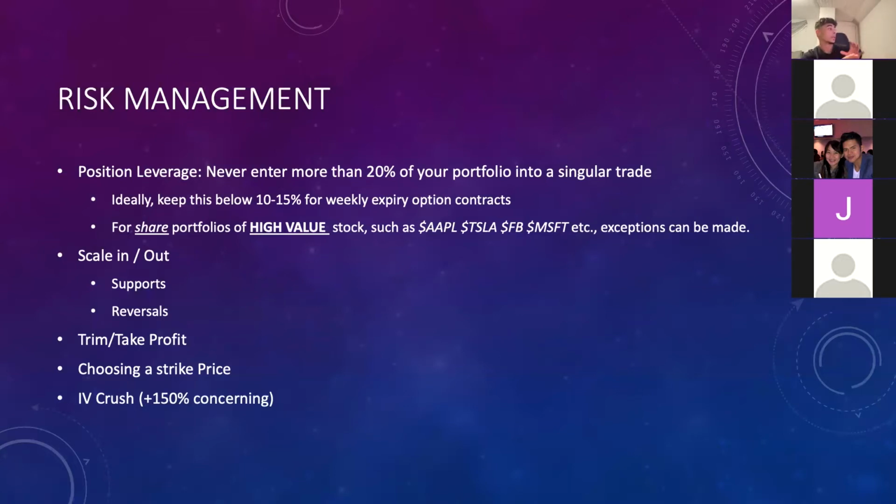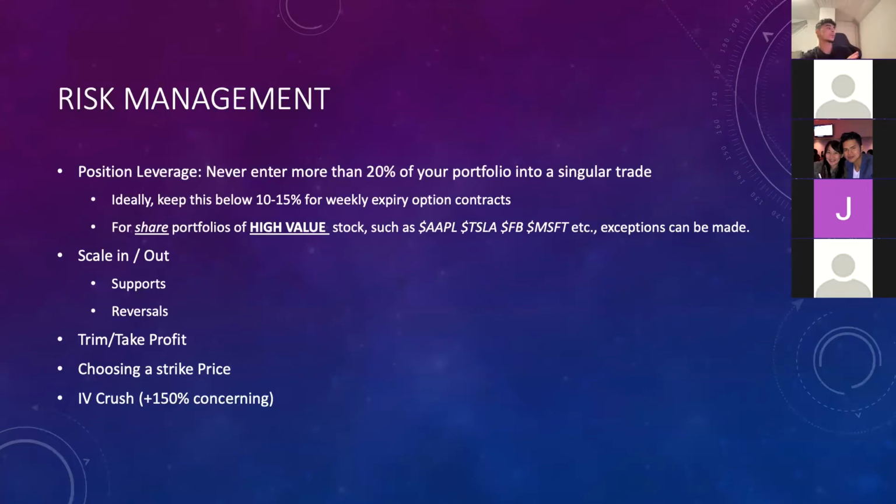Ideally for option contracts that are expiring in the same week, so let's say it's next Monday and you were to play a contract that expires next Friday, you want to keep that somewhere between 10 and 15% of your portfolio. Don't over leverage into it, just because, as we saw earlier, the theta values on these contracts when you get closer to expiration are through the roof.